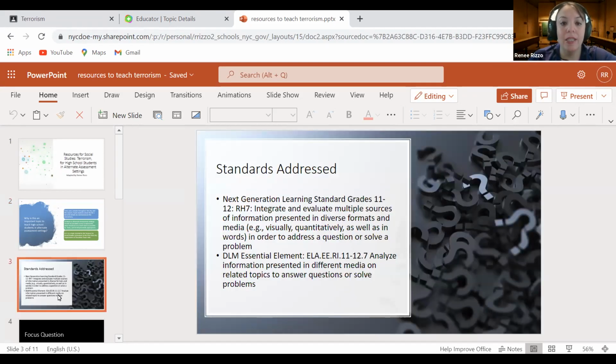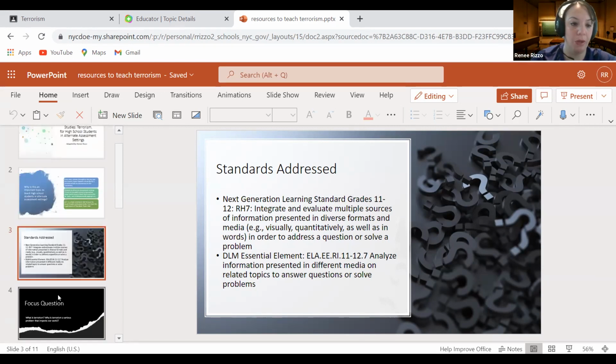Standards addressed. Next Generation Learning Standard for grades 11 through 12, RH7: Integrate and evaluate multiple sources of information presented in diverse formats and media, e.g., visually, quantitatively, as well as in words, in order to address a question or solve a problem. DLM essential element ELA EE.RI.11-12.7: Analyze information presented in different media on related topics to answer questions or solve problems.